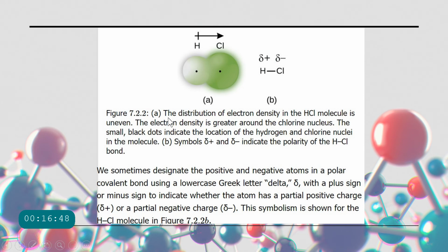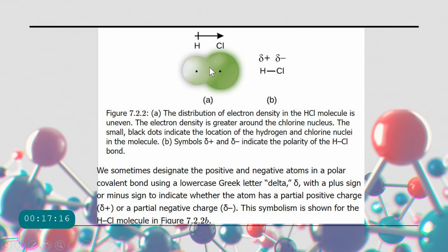So when you're looking at hydrogen chloride, hydrogen is a plus and chloride is a negative. It's going to be pulling the electron toward the more electronegative side, and that makes this bigger. It's like pulling it this way, it's like a stress. So the distribution of electron density in the hydrogen chloride molecule is uneven.